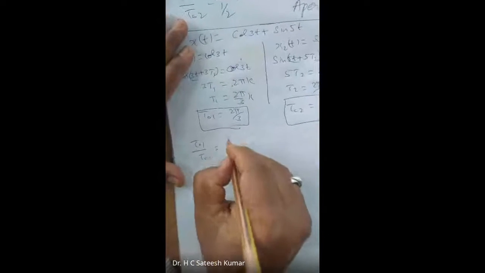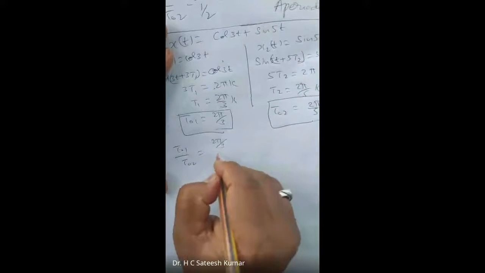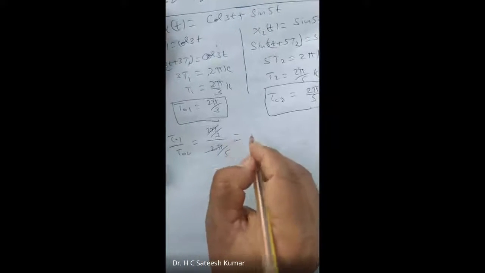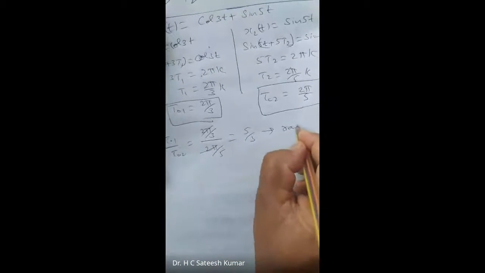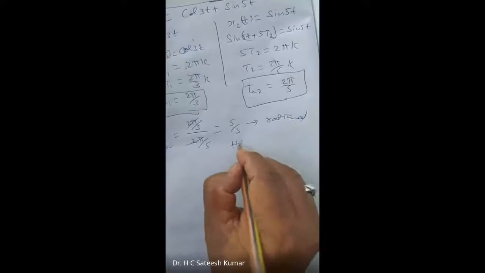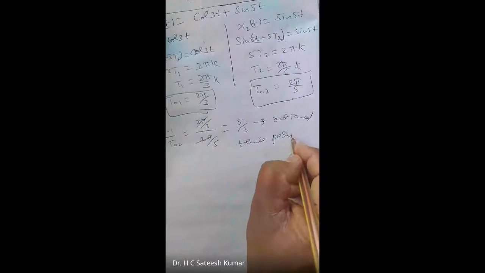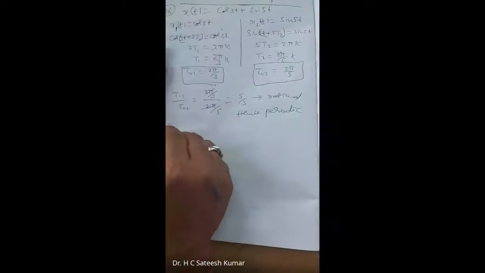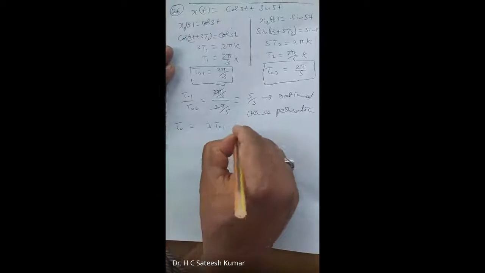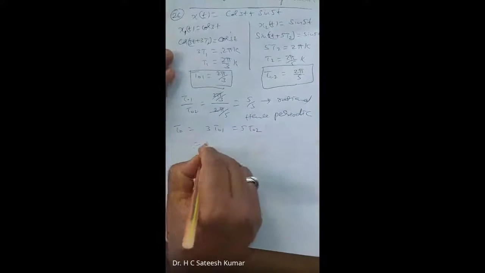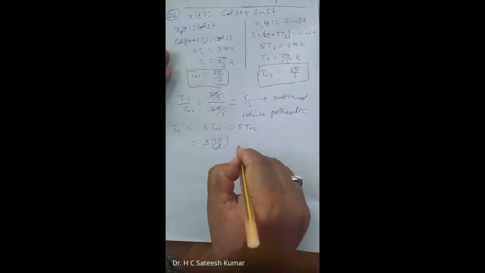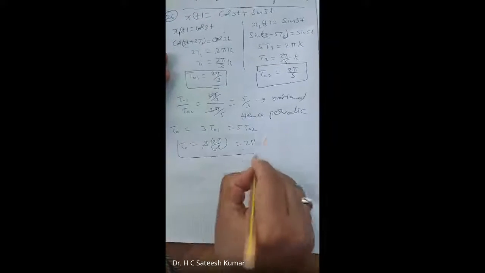Now take the ratio t naught 1 divided by t naught 2: 2 pi by 3 divided by 2 pi by 5. 2 pi gets cancelled. 5 by 3 is rational, hence periodic. Okay, so now what should you do? Cross multiply. T naught is equal to 3 T naught 1, which is equal to 5 T naught 2, which is equal to 3 into 2 pi by 3. The 3 gets cancelled, giving 2 pi.